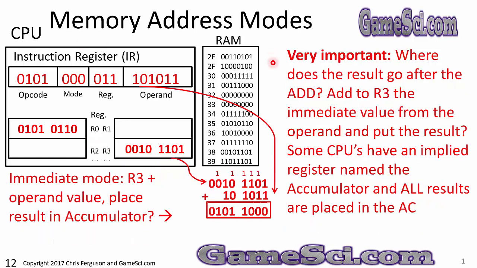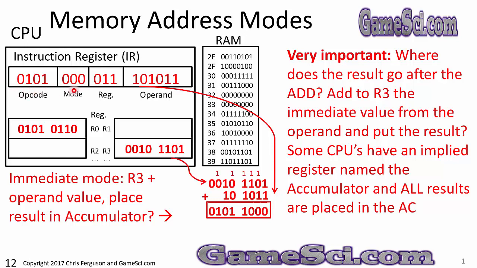Very important. Where does the result go after an add command? Let's add R3 to the immediate value from the operand and put the result where? Where does the result go after the add? Some CPUs have an implied register named the accumulator, and all the results are placed in the accumulator.